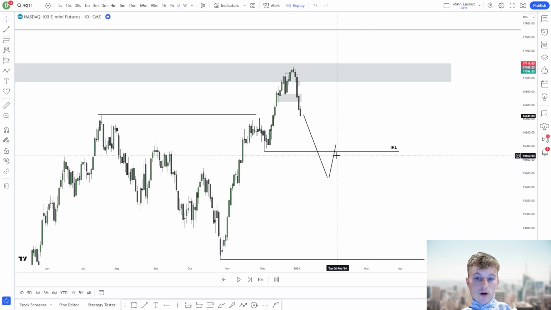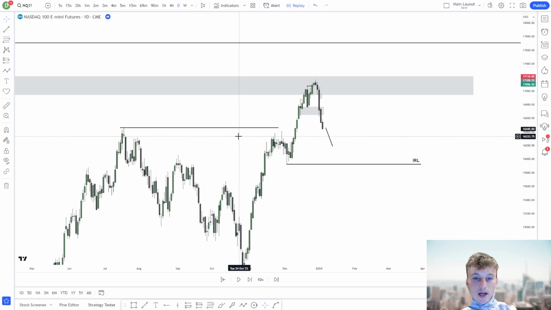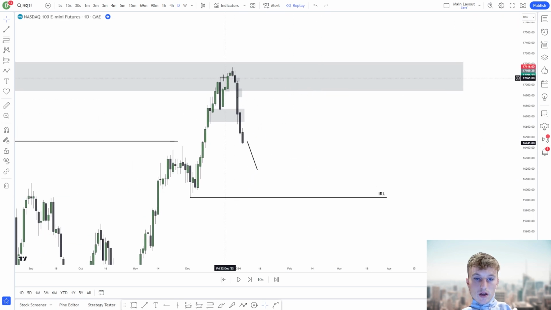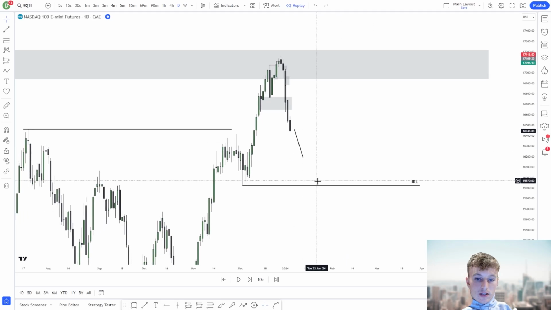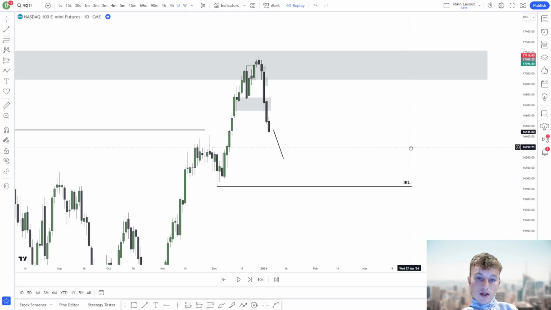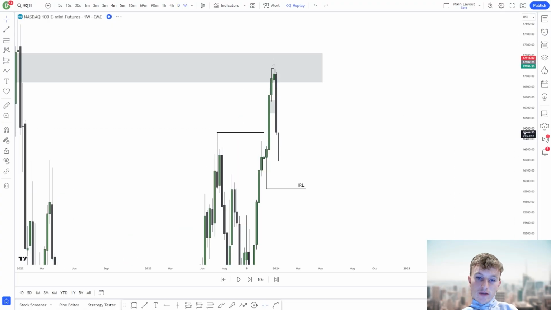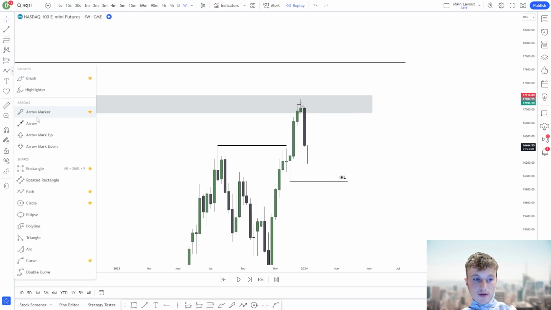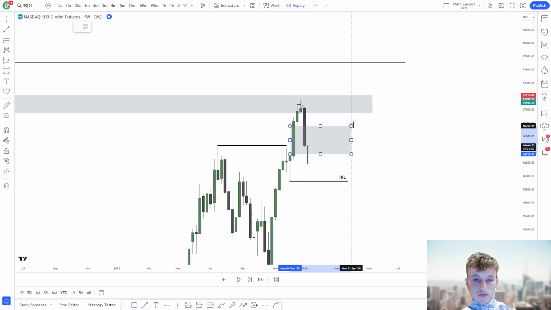But for now, because we're delivering from ERL, which would be here, we're likely to go back to IRL, which is right here. Okay, so what would the confirmation be on this? Well, the confirmation is if we inverse this weekly fair value gap. So that's the confirmation to go back to this IRL.